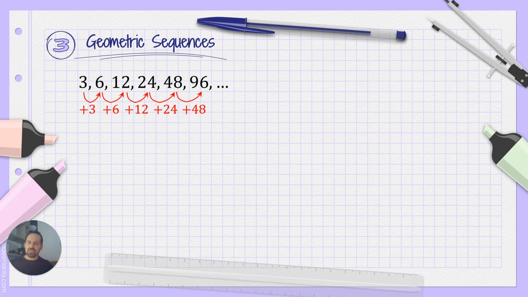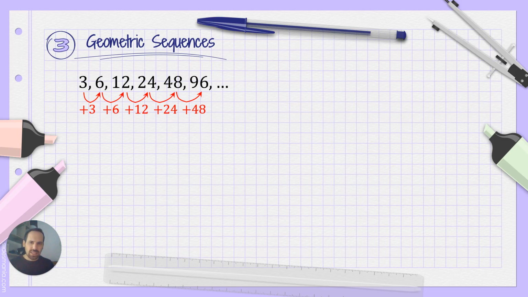Now, that's not always going to be the case in a geometric sequence. It is the case here, and the reason for that is because it's doubling each time. You see 3 doubles to 6, 6 doubles to 12, 12 doubles to 24. Doubling something is like adding it to itself, isn't it? So that's why we're getting something like that.